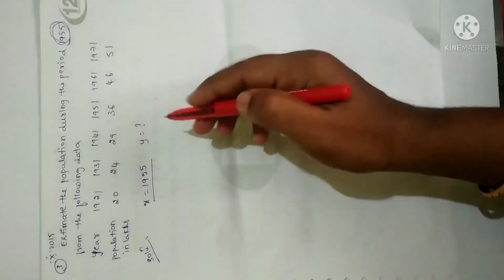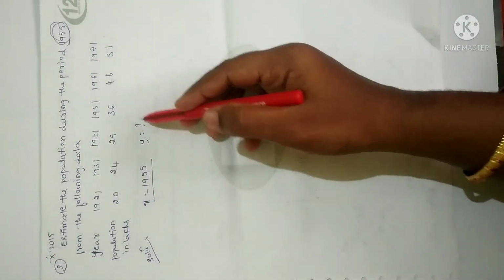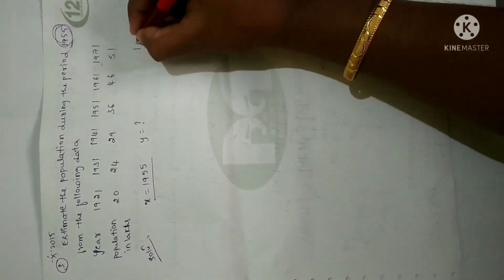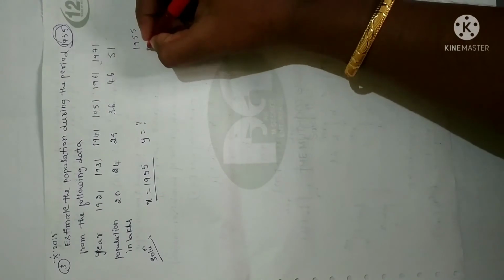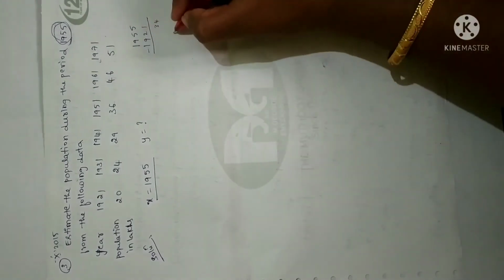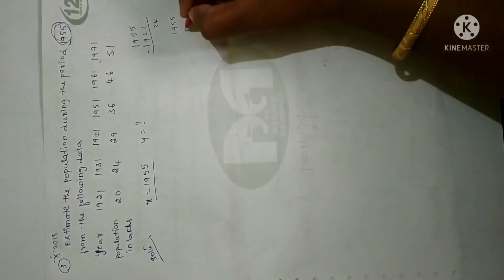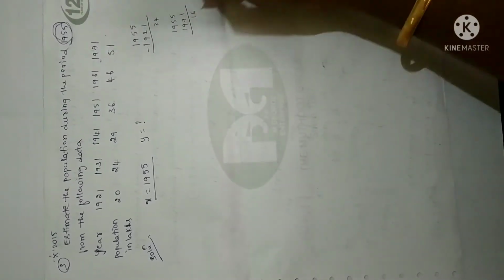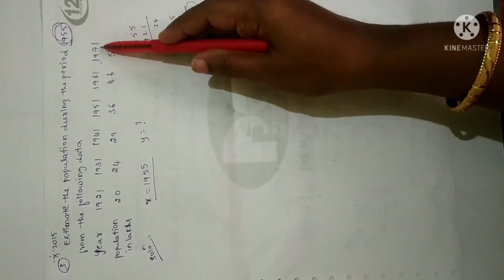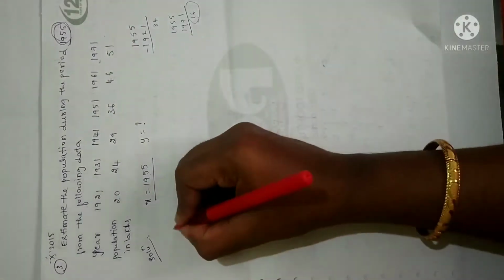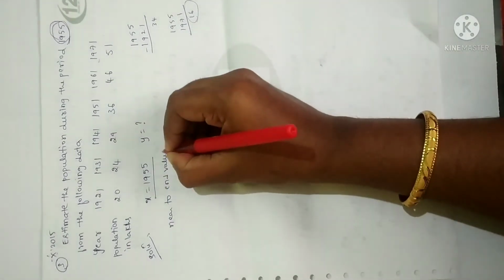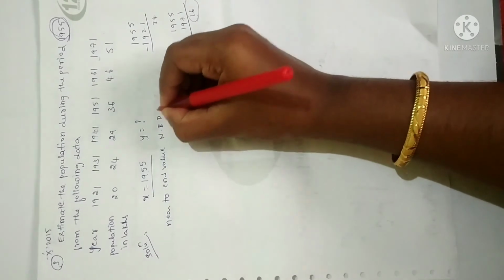Fine. As usual, 1955 is nearer to 1971. If you find confusion, you can subtract. See here, 1955 minus the first value, 1921, you will get 34 as a difference. Similarly, 1955 minus the last value, 1971, you will get 16 as a difference. So 16 is smaller, meaning 1955 is nearer to 1971. So we have to use the method nearer to the end value, the Newton backward difference interpolation formula.